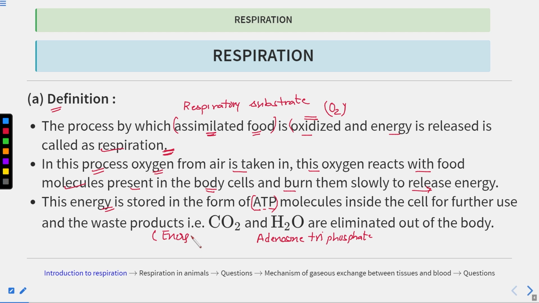And mitochondria is known as the powerhouse of the cell. Okay, what is the energy currency? It is the ATP. These ATP molecules are produced inside the cell and they are further used. And the waste products like carbon dioxide and water are also produced during respiration. So carbon dioxide is the waste material, as well as the water.